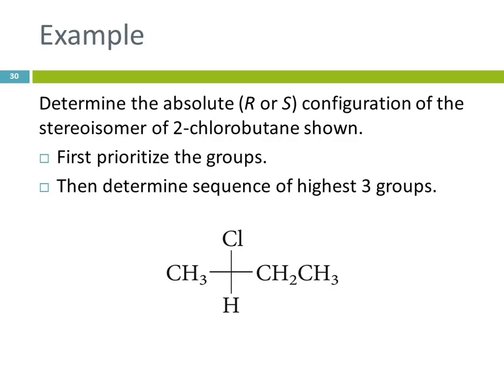How do we do the configuration? When we talk about an absolute configuration, we're talking about, is it R or S? First, prioritize the groups, and then determine the sequence of the highest 3 groups. So we just learned how to do this. So this chlorine is going to be number 1. This is going to be 2, 3, and 4. So determining right or left, here we would like to have this lowest priority one in the down position, because that one is going away. That's behind. And so I can imagine if I'm sticking my thumb into the screen, the hydrogen is behind.